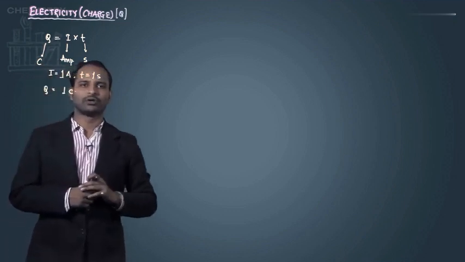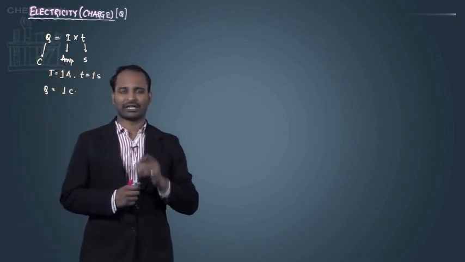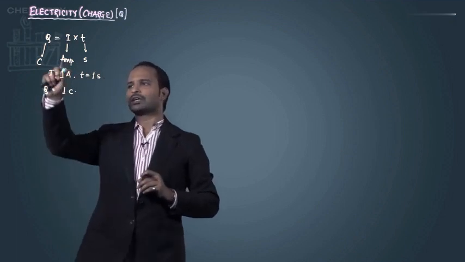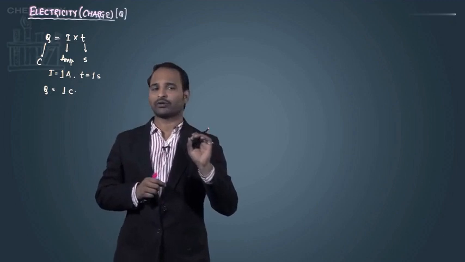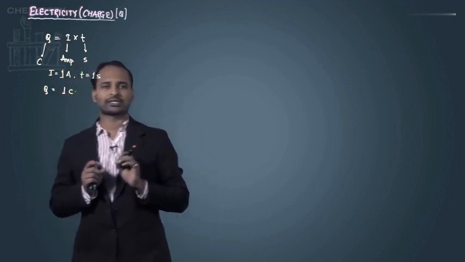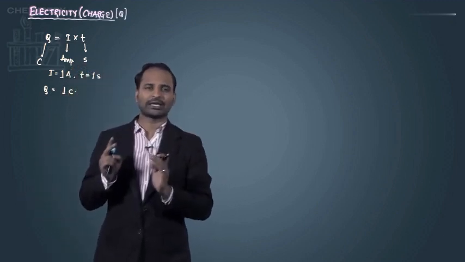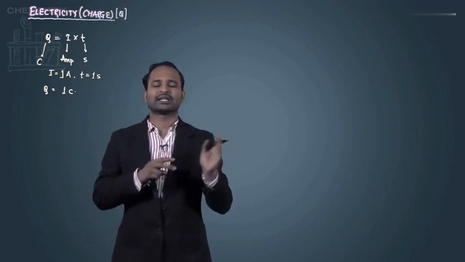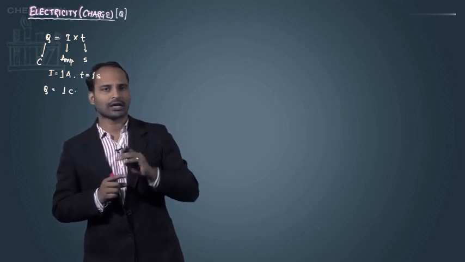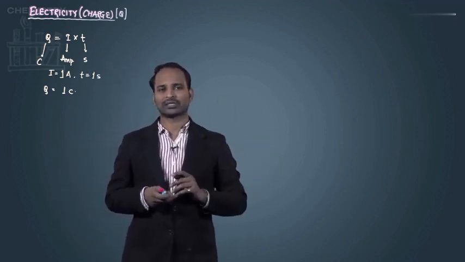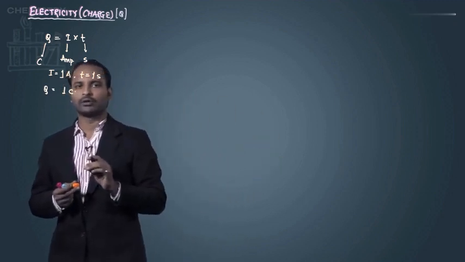So what is 1 coulomb? 1 coulomb is nothing but the amount of electricity which is produced when a current of 1 ampere is passed for 1 second. If during the electrolysis I'm passing a current of 1 ampere for 1 second, then the amount of electricity passed through the circuit is equal to 1 coulomb.